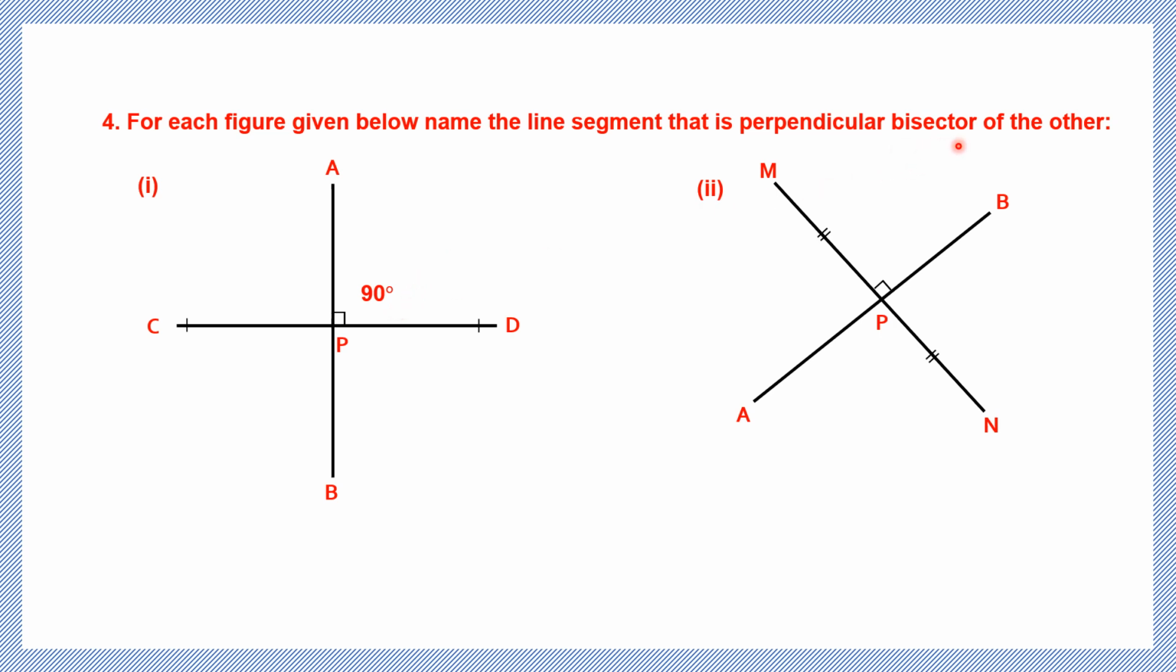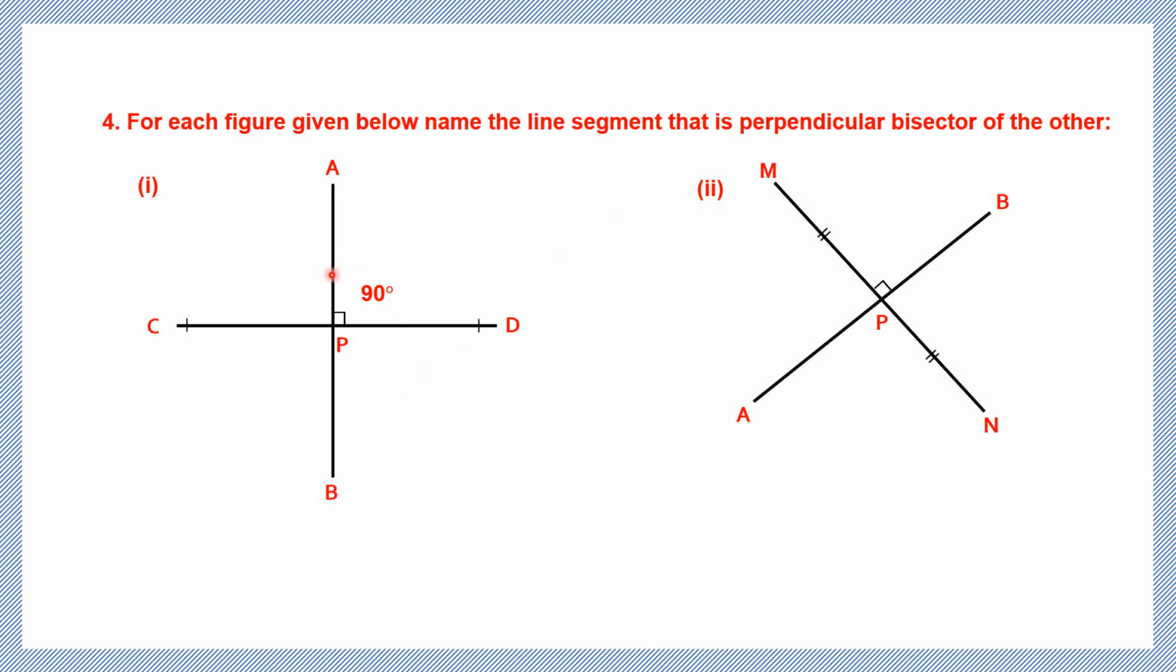What is the meaning of bisector? Bisector means it should cut that other line into two equal parts. It can't be anywhere on that line. It has to pass through exactly the midpoint of the other line, cutting it into two equal parts. Now let's look at this figure.